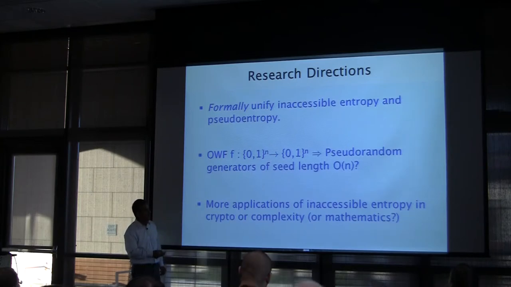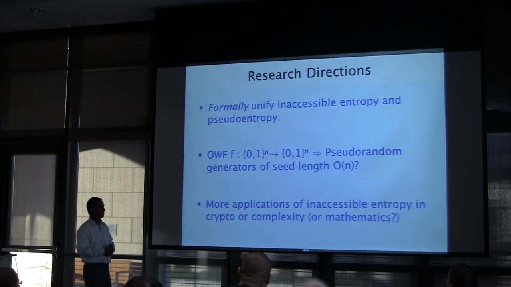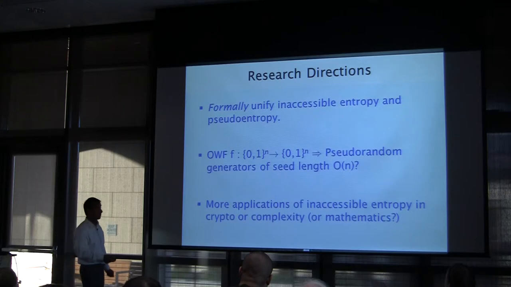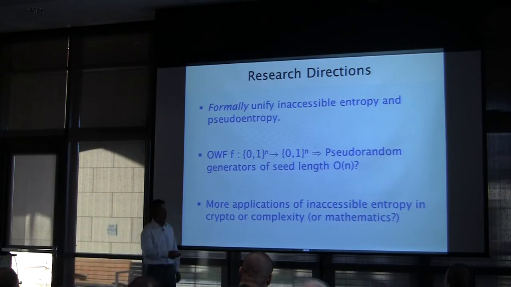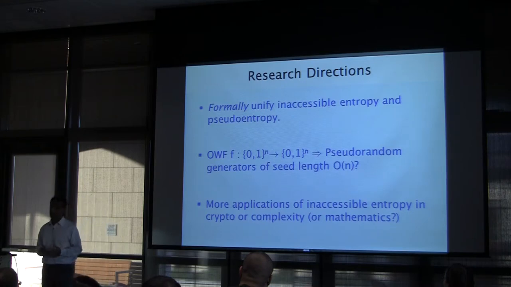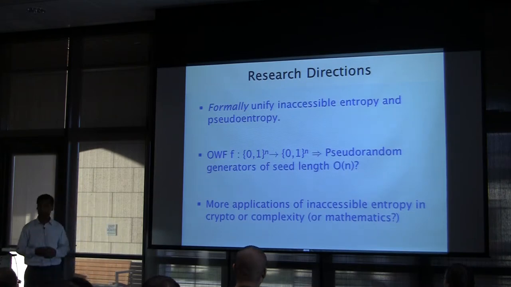These notions of inaccessible entropy and pseudoentropy have found connections with and use in other places in complexity theory, and they can be related to notions being used in additive combinatorics and other areas of pure mathematics. And one may wonder whether this inaccessible entropy notion has useful applications or analogies in other areas as well. That's all.